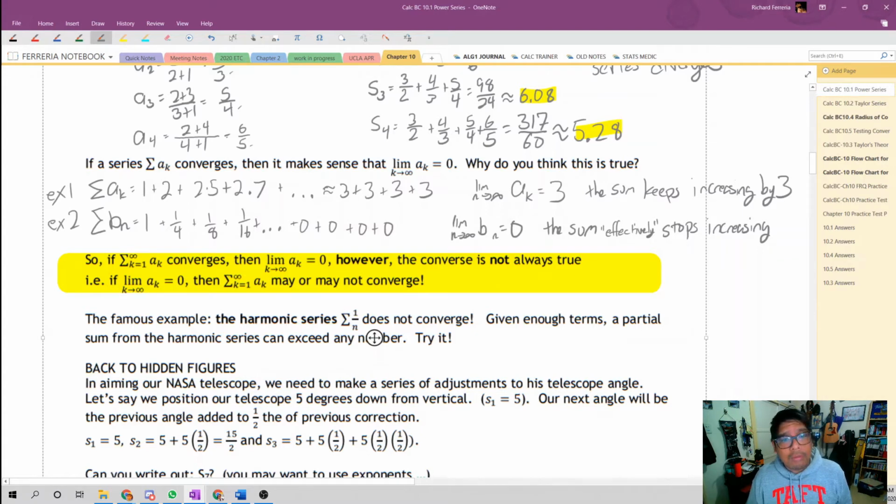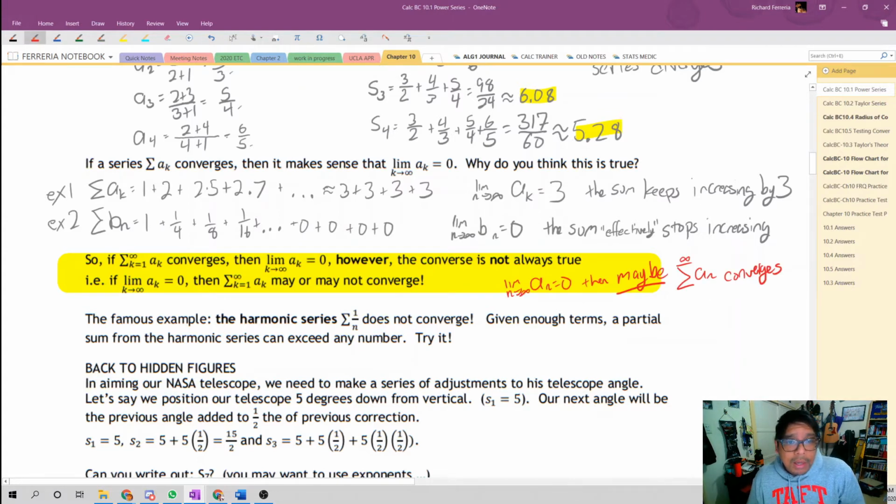However, the converse is not always true, which would be saying if the limit of the individual terms approaches 0, then maybe the series converges. It's not 100% that the series is going to converge. So I just kind of rewrote this over here. If the limit of the individual terms approaches 0, then the series may or may not converge. Maybe it'll converge.